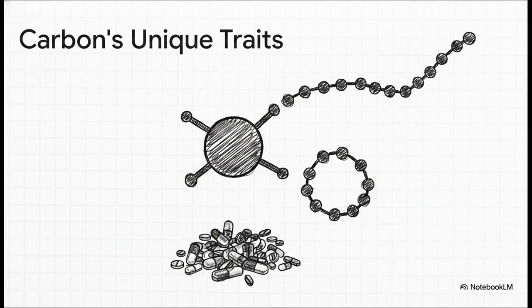Imagine a molecular Lego brick with exactly four connection points. It aggressively bonds with itself to build massive, unbroken chains, or it bends back on itself to form super stable rings. This structural flexibility creates an endless vocabulary of millions of compounds. So a simple gas like methane, a complex ring like benzene, or even everyday medicines like aspirin and paracetamol, they are all just different expressions of that exact same carbon alphabet.